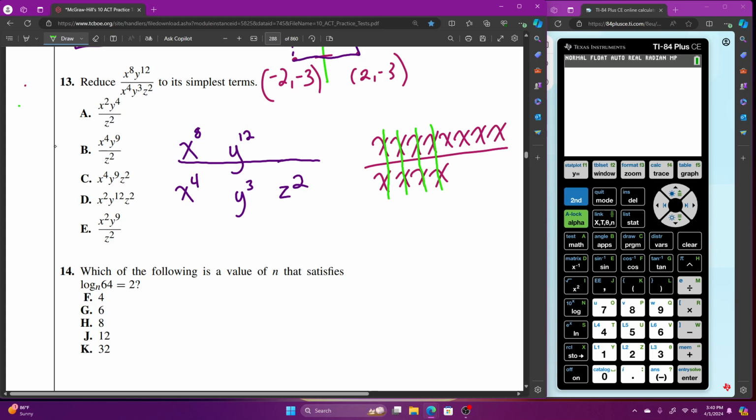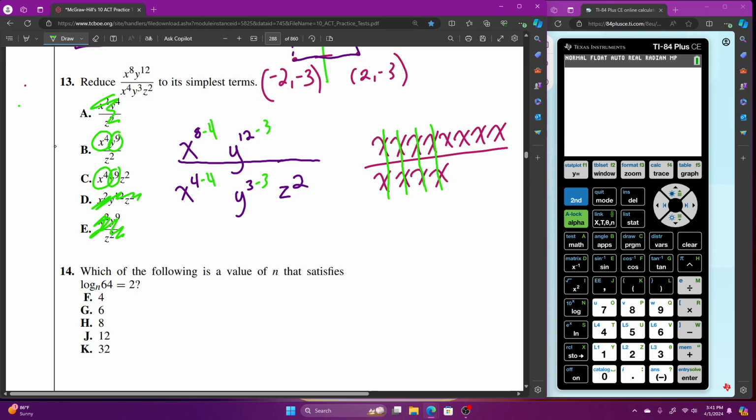So our rule is, when we're dividing these and they have the same base, what happens to the exponent? When you're moving the bottom to the top, you subtract the exponent. So x to the power of 8 minus 4 is going to be x to the power of 4, which we see here and here. So right away, we get to cross some stuff off. And we're going to do the same thing with the y. Y to the power of 12 minus 3 is y to the power of 9. They're both still in. And now, z squared.